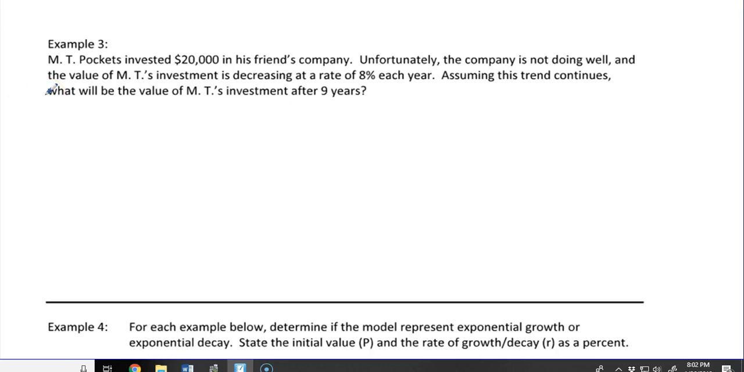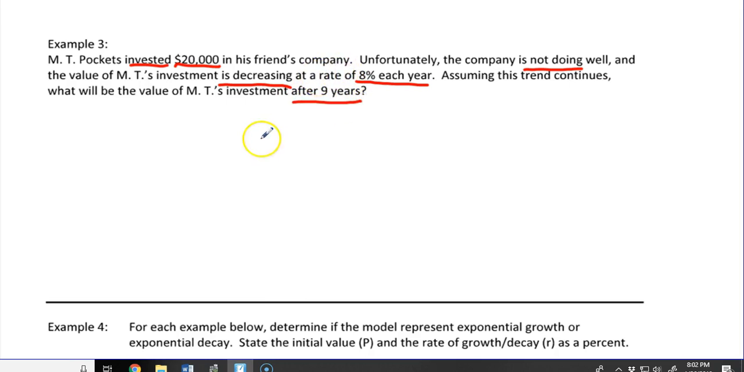Okay, looking at example 3, I'd like you to read this question, underline anything you think is important. Play the recording when you're ready. Okay, so hopefully you paused and you pulled out the important facts, like, okay, we're starting with $20,000. That's how much he invested. Company's not doing well. The money is decreasing at a rate of 8% per year. And we want to know, okay, what will it be in 9 years?